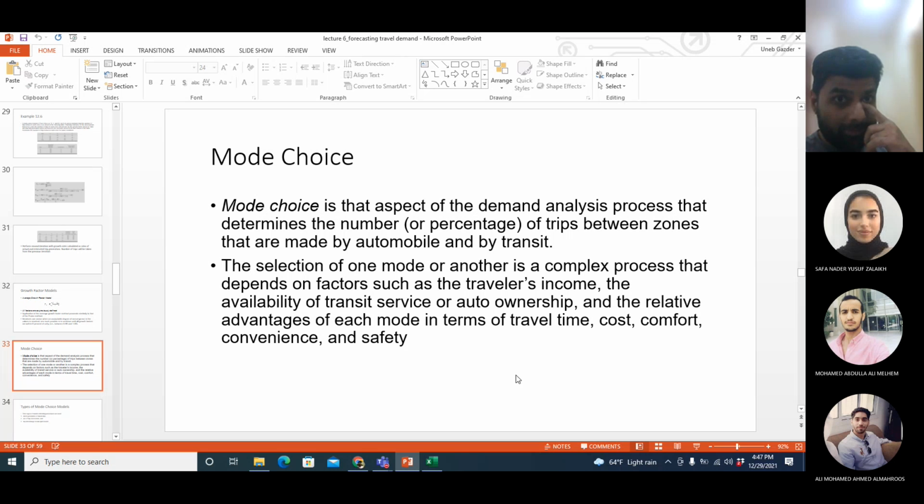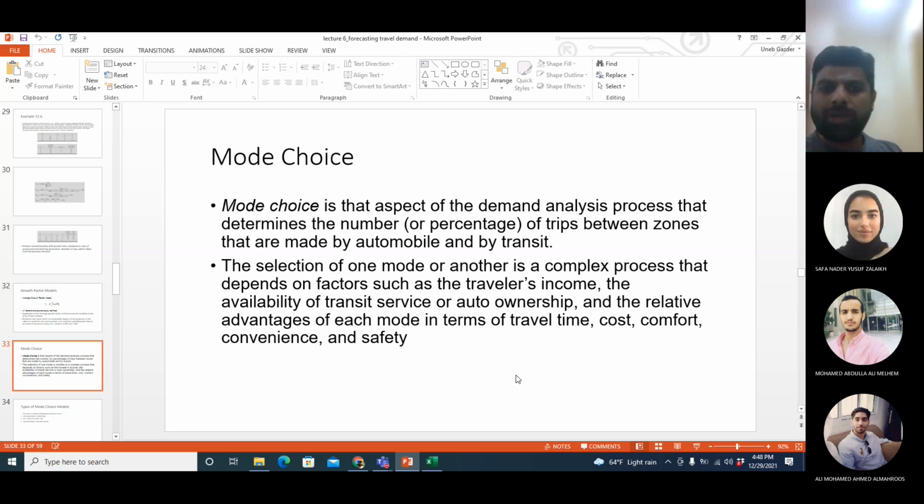Now we will move to the next step, which is the mode choice. In mode choice, basically you are trying to find out the number of trips between two zones. What we have calculated in the previous step is the total number of trips between each two zones. How many trips from A to B, A to C, A to D, and so on and so forth. This is the total.